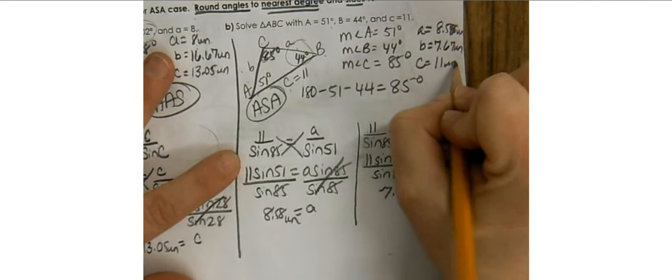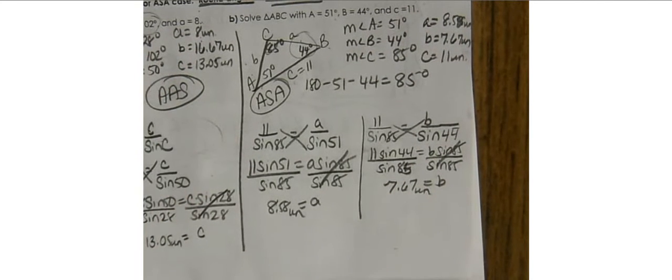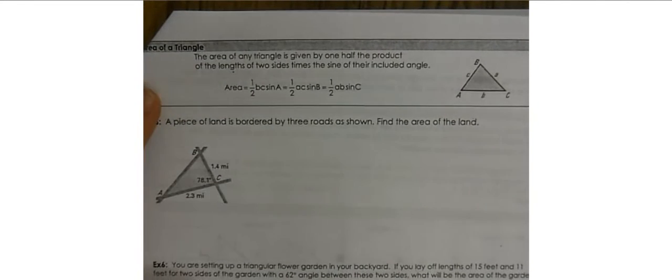And down here we have 11 units, and that is the end. We've just solved our triangle. So now I'm going to go ahead and move on to identifying the area. This time around, I'm going to identify the area of a triangle where I am given side, angle, side.